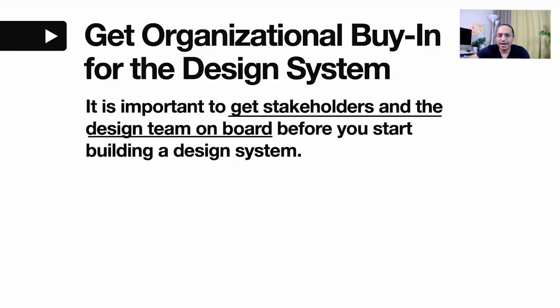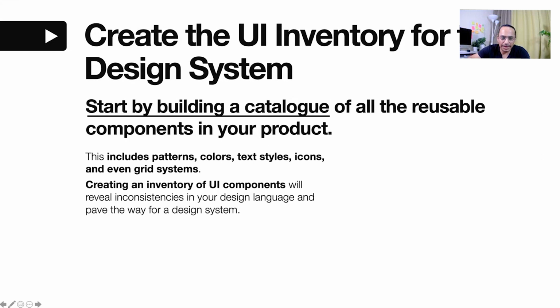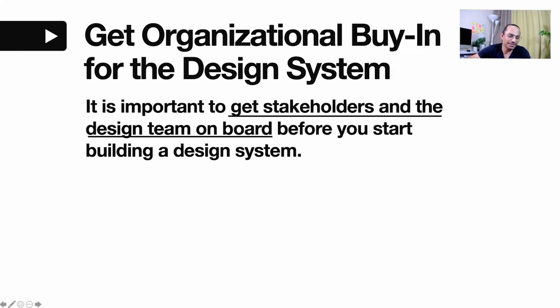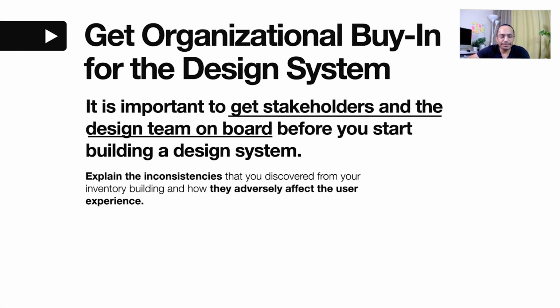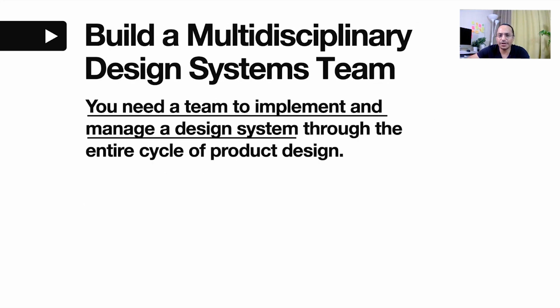The second is to get organizational buy-in for the design system. Once you have everything, once you can show that yes, there is inconsistency, you should go and present this to the management: see, this is what is happening because we don't have a design system, and then try to get their buy-in. Once they agree, you can start creating the design system. When presenting, you can explain the inconsistencies that you discovered from your inventory building and how they adversely affect the user experience. So you can talk about this.